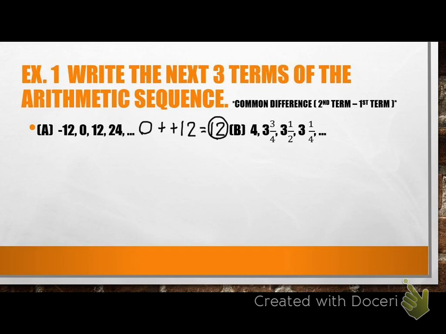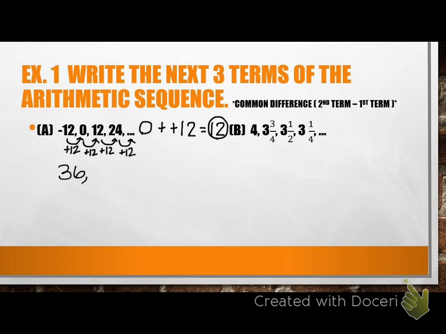Now let's check it. Let's make sure that it works all the way across the numbers they've given us. Because if it doesn't, then they haven't actually given us an arithmetic sequence. All right, so let's try it. If I go from negative 12 to 0, and I add 12, what is negative 12 plus 12? 0. Good. All right, let's try it on the next one. 0 plus 12 gives me 12. And if I add 12 to 12, I get 24. So the pattern works all the way across. The common difference works every single time, so we know it is our common difference. Now, let's use it to find the next 3 numbers. What is 24 plus 12? 36.